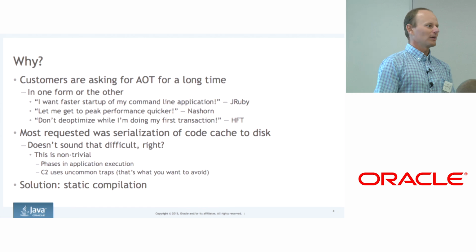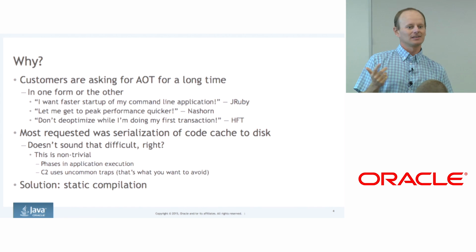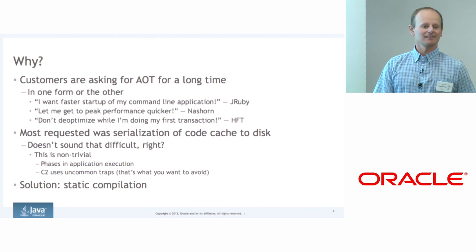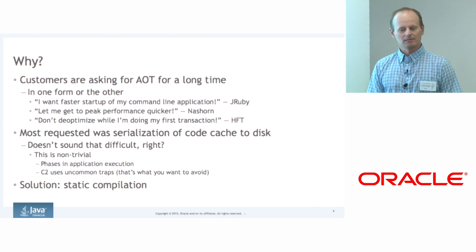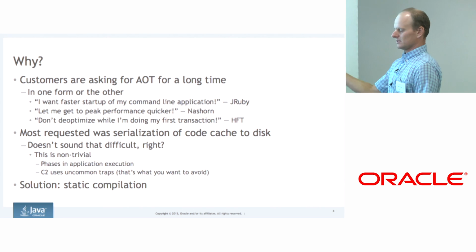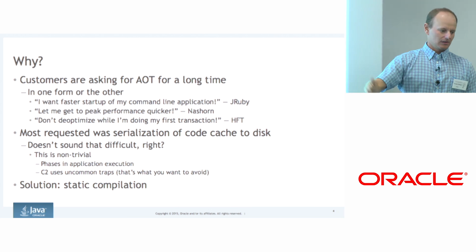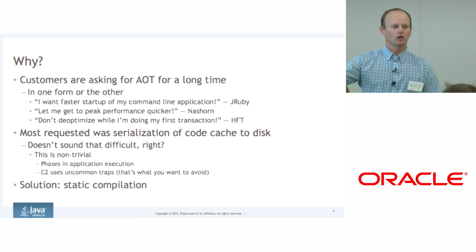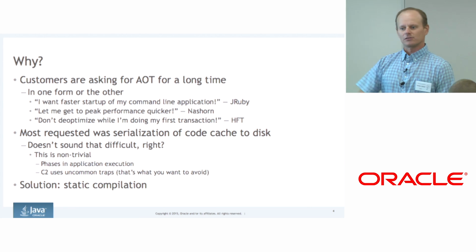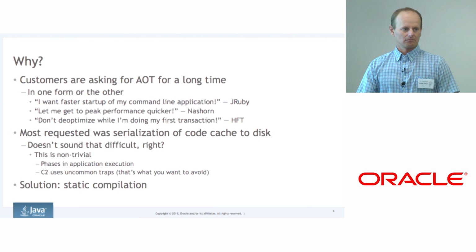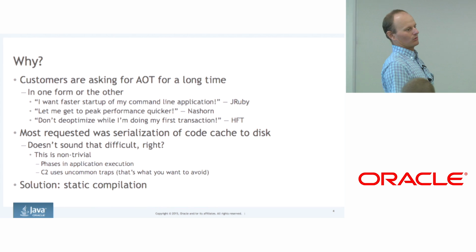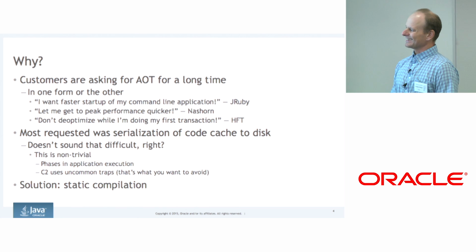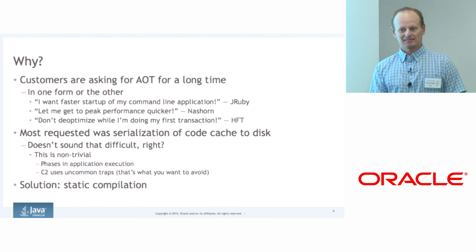Over the past years, we always said, well, we have tiered compilation, and C1 is really fast. So we tried to avoid doing it, because what most people requested was, if I start up my application and it took me 20 minutes to get there, why can't we just take that code that C2 produced and serialize it down to disk and use that? That's kind of the naive approach people outside suggest. And it sounds easy, but it's not.